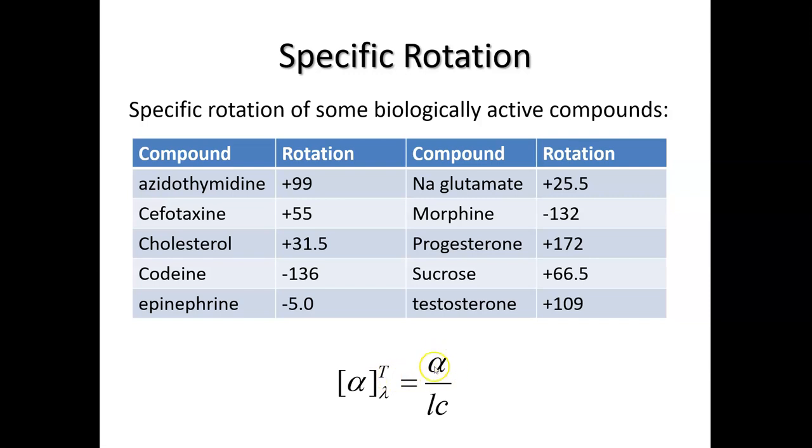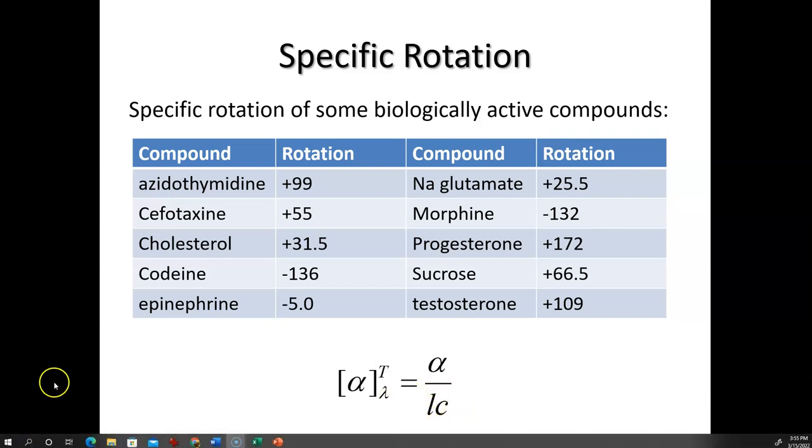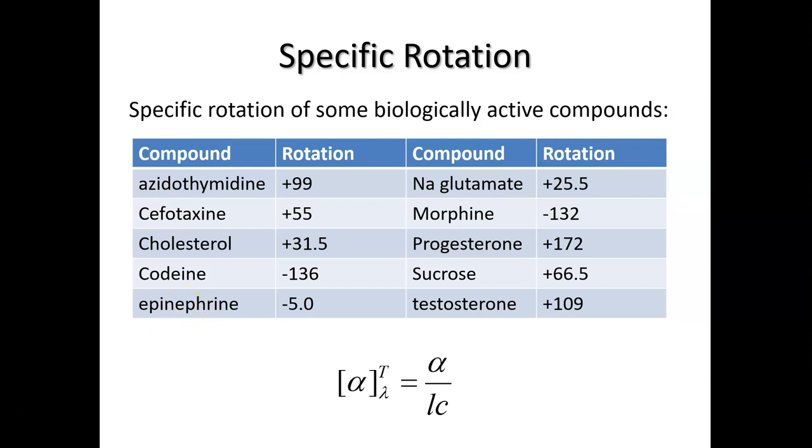And here we have the observed rotation, which is equivalent to the change in the rotation over the path length times the concentration of the compound that we have in solution. So you can use this to solve for different parts, such as how much it is rotating. You can figure out the concentration. You can do all sorts of different things with this type of technique.